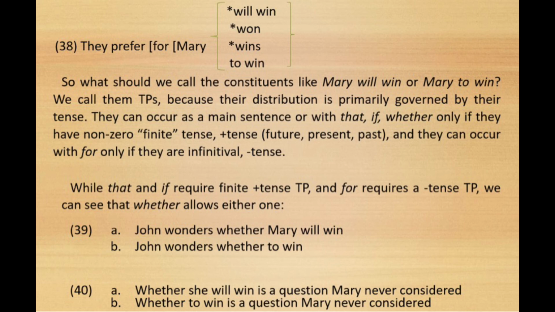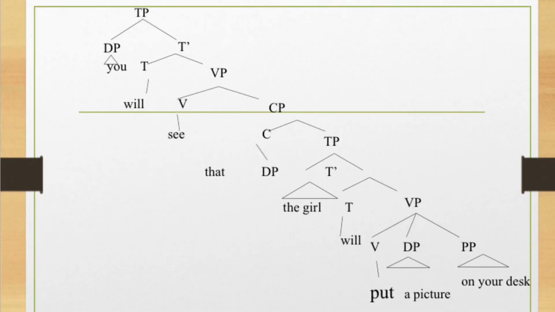While that and if require finite tense TP, and for requires a non-finite TP, we can see that whether allows either one. John wonders whether Mary will win. John wonders whether to win. Whether she will win is a question Mary never considered. Whether to win is a question Mary never considered. We will return to explore more of the properties of these different structures later, but some of the basic outlines of clause structures are becoming clearer and simpler than they may have seemed at first.